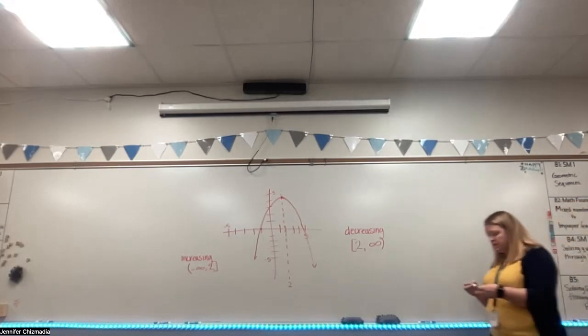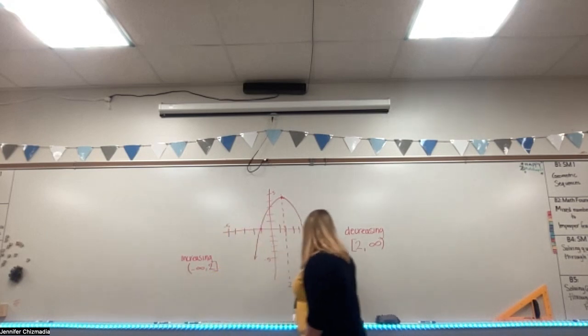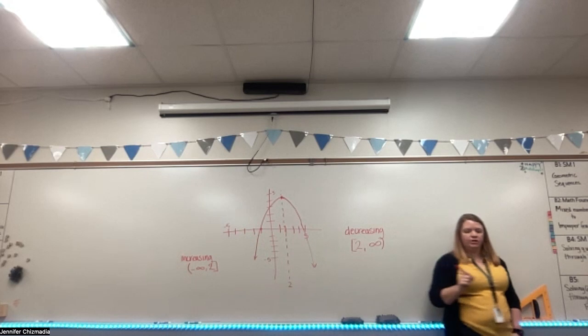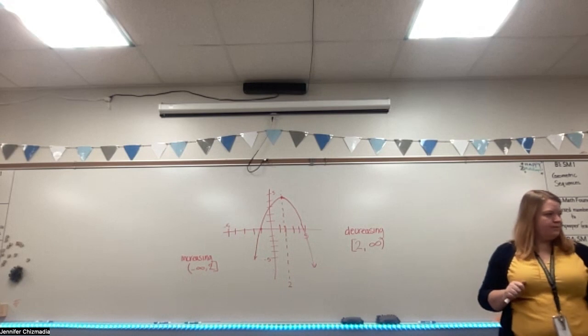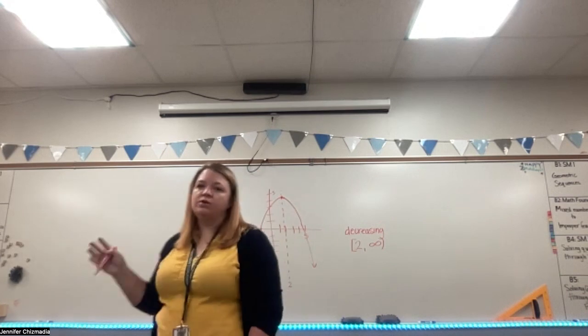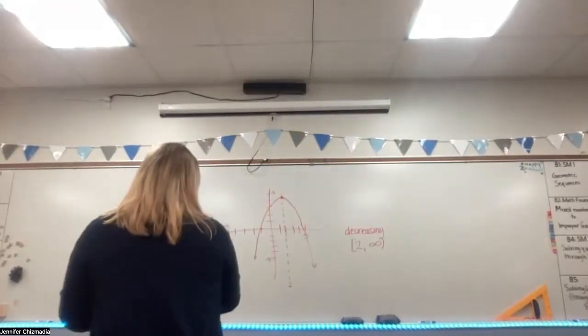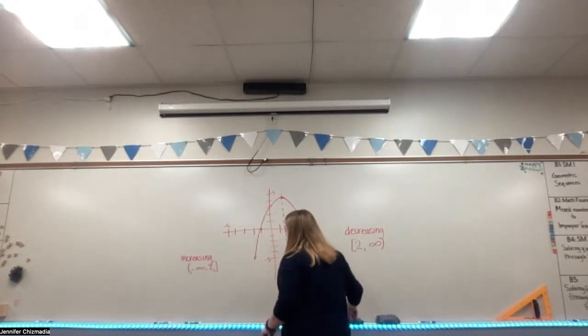Okay, so we're increasing on the interval of negative infinity to 2. Then we change direction and we decrease from 2 to positive infinity. This is all about looking at the graph and seeing which way it is going, and we only care about the X values. The Y values are not what we care about. When we're talking about if we're increasing or decreasing, we only care about the X values.